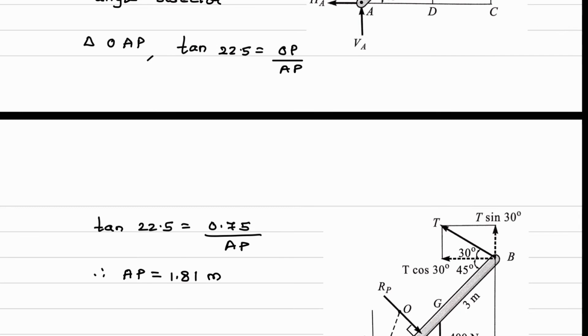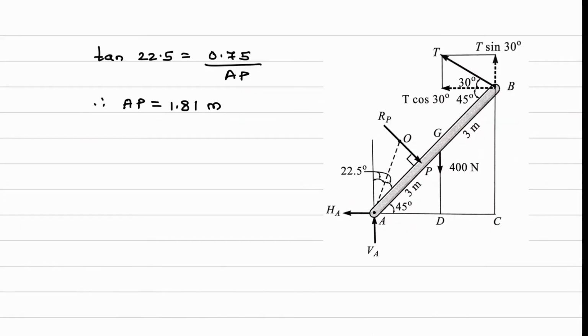Then we will consider triangle AGD. Why? Because when we have to take the moment of this weight about point A, we require this horizontal distance. So we have to calculate AD from here. That is why we are considering this triangle. So I'll write down, from triangle AGD.